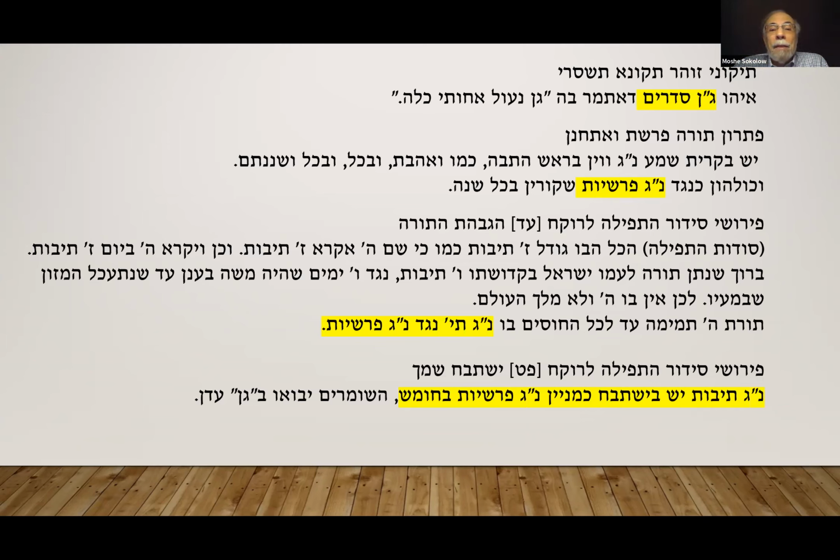And he gives you some examples. Ve'ahavta, all right? Uvechol, right? Etc. Vishinamta, okay? Why 53? V'chulhon, kineged, these are equivalent to Nun Gimel Parashiyot Shekorin B'chol Shana. There are 53 words in Shema that begin with a Vav, equal to the 53 parashiot, 53 weekly Torah portions.